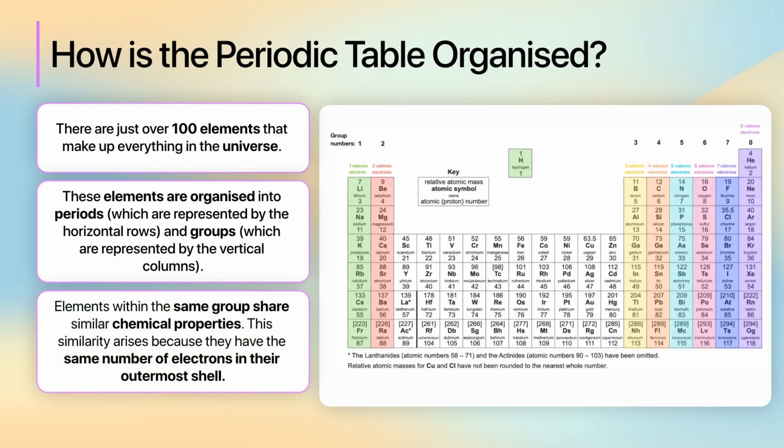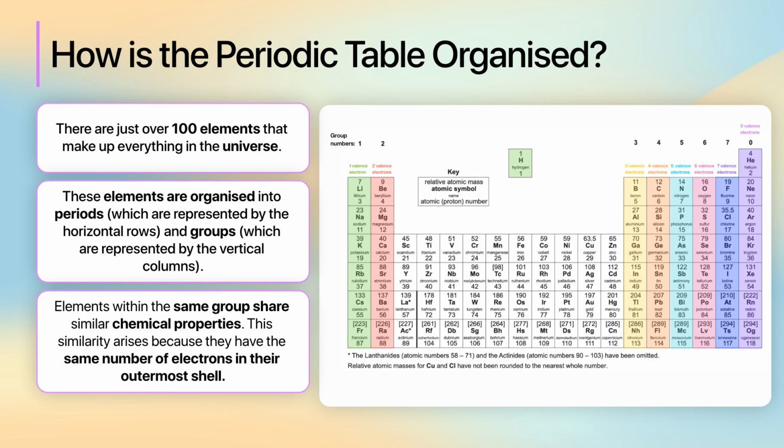Elements within the same group share similar chemical properties. This similarity arises because they have the same number of electrons in their outermost shell, also known as valence electrons. For example, all the elements in group 1, also known as the alkali metals, have one valence electron, which they tend to lose easily, making them very reactive.